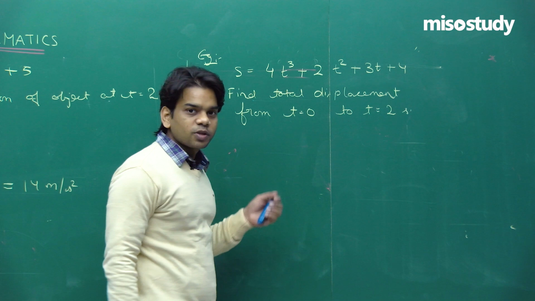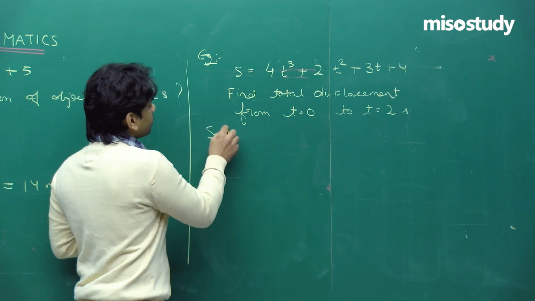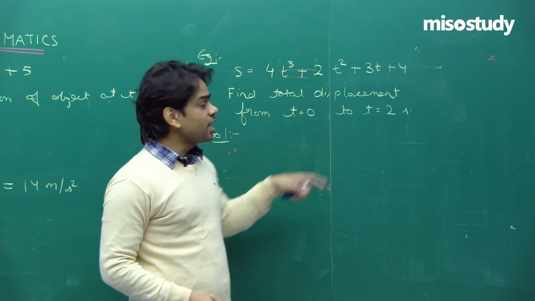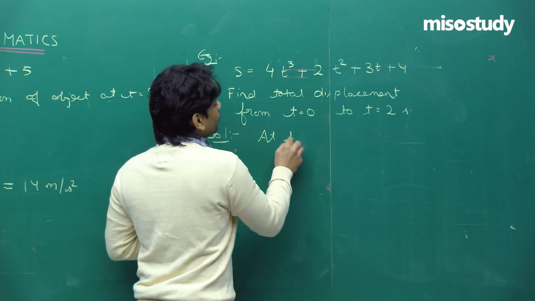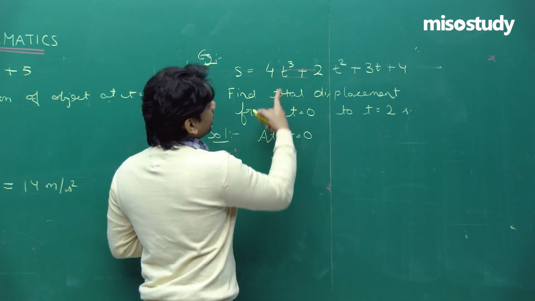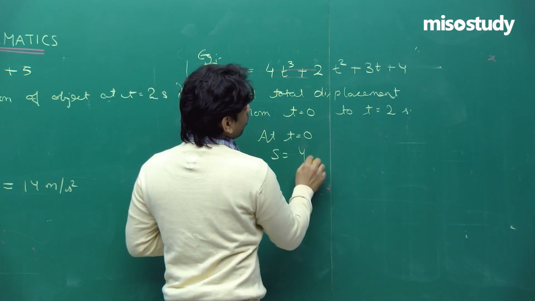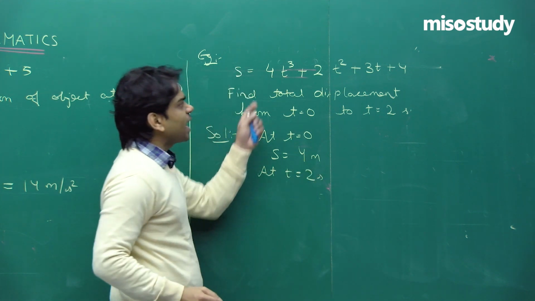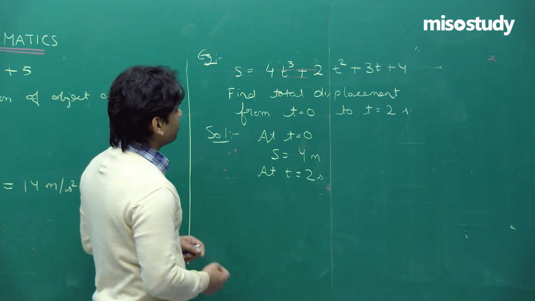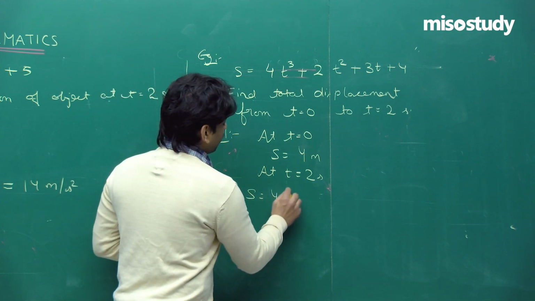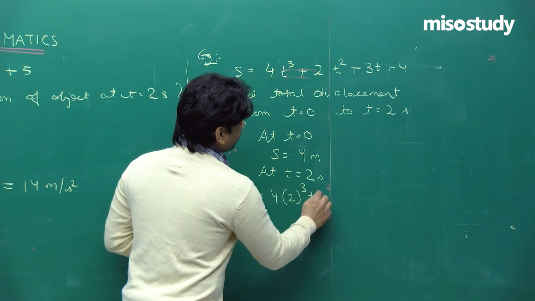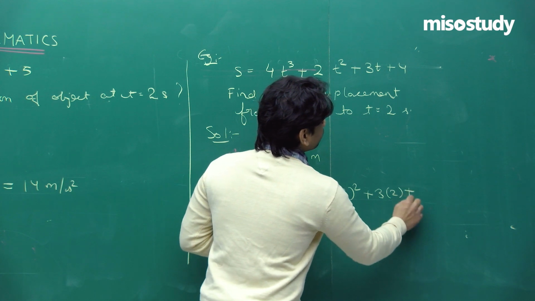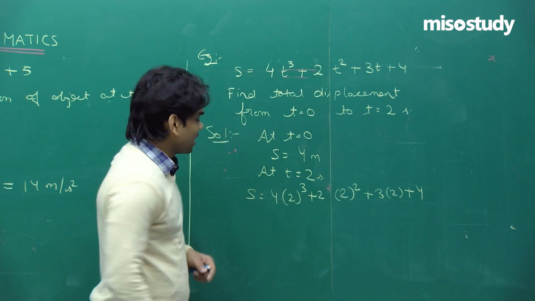First part of the question. Let's solve this and see what we will be getting. Find total displacement from t equals 0 to t equals 2 seconds. At t equals 0, you will see s will come out to be 4 meter. At t equals 2 seconds, if you substitute the value of t equals 2 in the given equation, we'll be getting s is equal to 4 into 2 cube plus 2 into 2 square plus 3 into 2 plus 4. Now this will be the value of the final displacement at t equals 2 seconds.